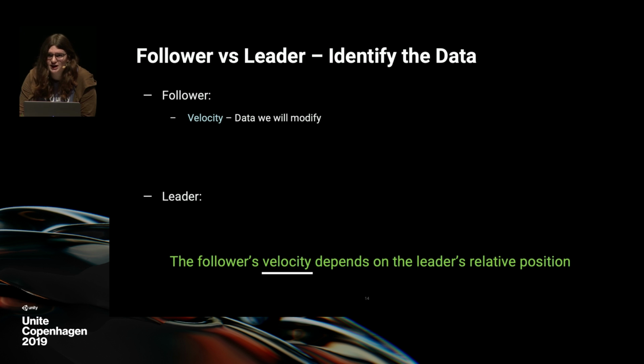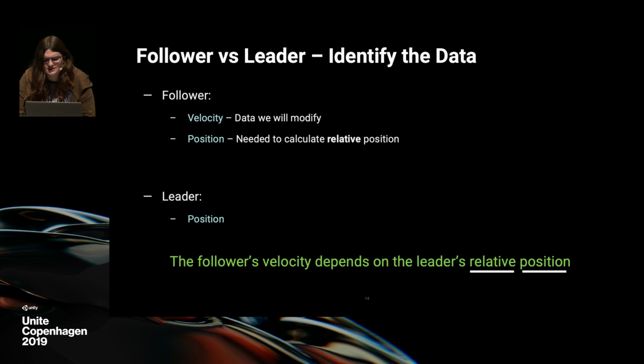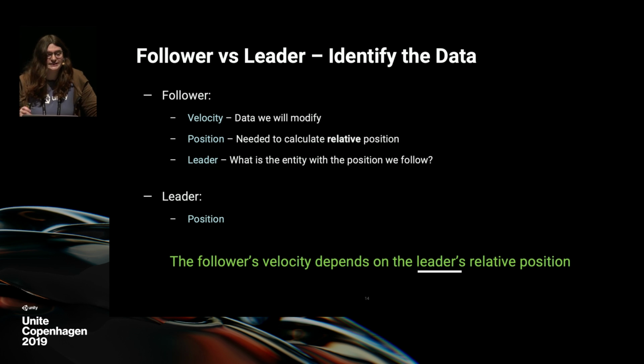First off, we need the velocity. Fundamentally, it is the thing we are modifying, and we need a way to express it. It's obvious we need to know the position of the leader, but to calculate relative position, we're also going to need to know the position of the follower. And of course, because we need to communicate this information, we will also need a leader component that has an entity on it. What is the entity with the position we want the follower to follow?